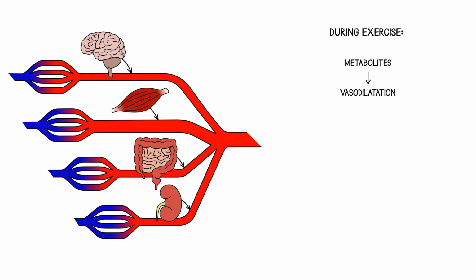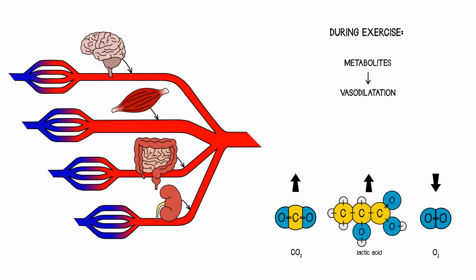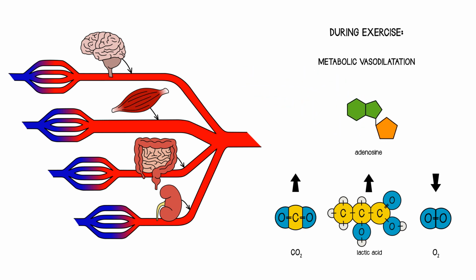Which metabolites are involved? Well, it's almost anything that you care to think of that you might imagine would change if a muscle became more active. So, you might think, well, carbon dioxide levels would rise. You might think lactic acid would increase. You might think oxygen levels would drop. And all of those things will result in metabolic vasodilatation. There are some things which are slightly less obvious. For example, adenosine causes vasodilatation, and that's also a metabolic byproduct.